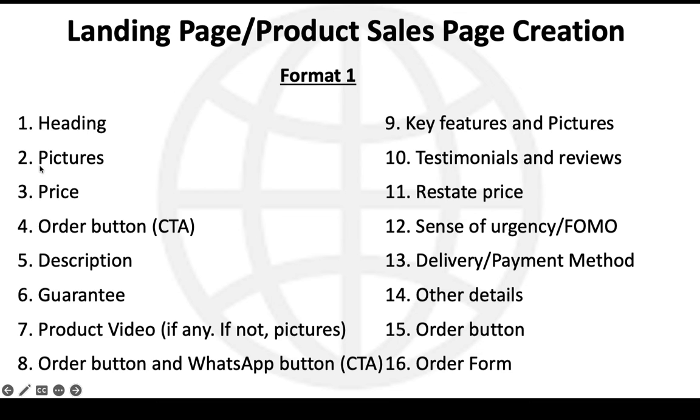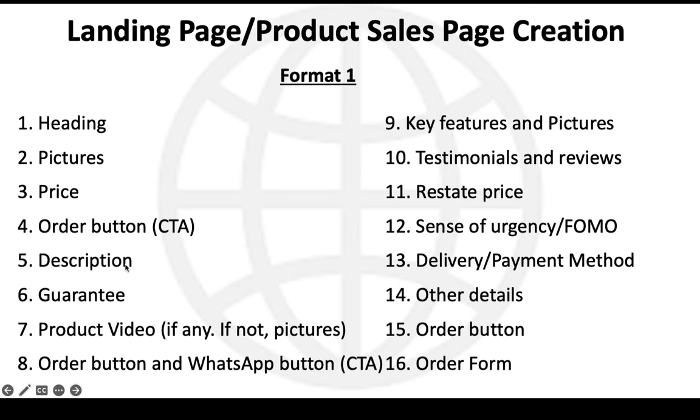So the second one is picture. That's the product pictures, followed by the price. You could have the original price and the promo price, followed by the order button, which is also known as a call to action. Then you can then describe the product.